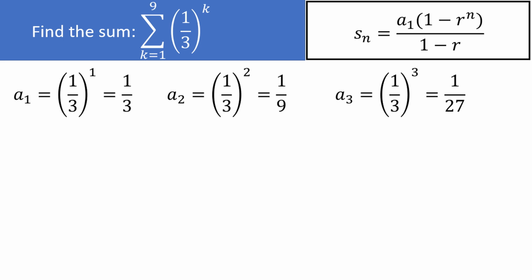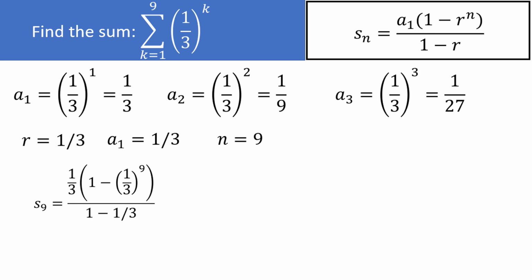You can hopefully verify that the common ratio is 1/3, as each term can be multiplied by 1/3 to get the next one. So r is equal to 1/3, and the first term a sub 1 is also equal to 1/3. There are 9 terms in the sum, so n is equal to 9. Plugging into the formula, we have s sub 9 is equal to 1/3 times 1 minus 1/3 to the 9th power divided by 1 minus 1/3.